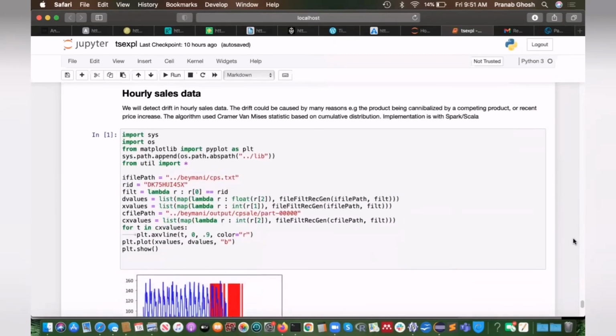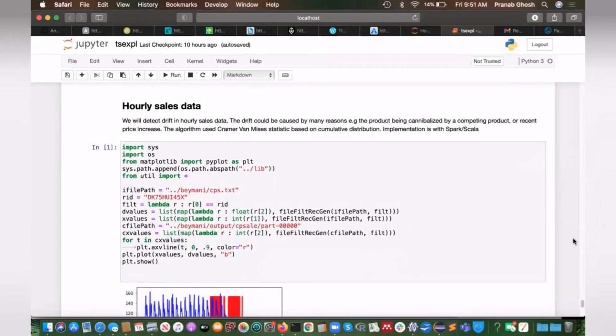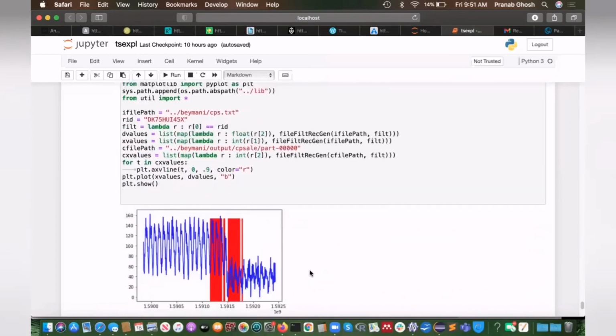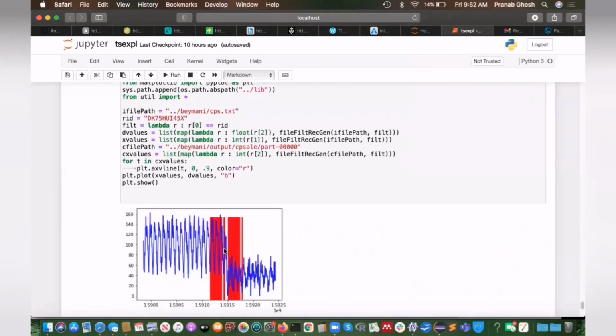So this implementation is on Spark. It uses that statistic called CVM, remember? Based on cumulative distribution, it looks at the weighted difference between the two cumulative distributions. I'm just showing the output here. This is the sales data, and the red regions are where it's detecting drift.